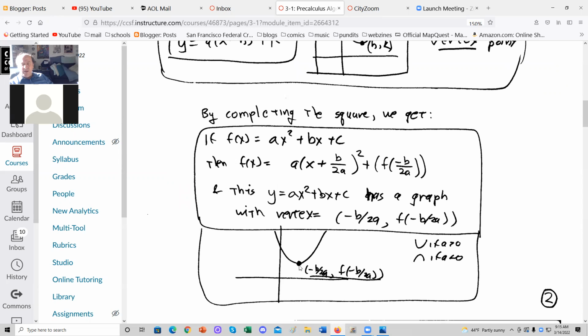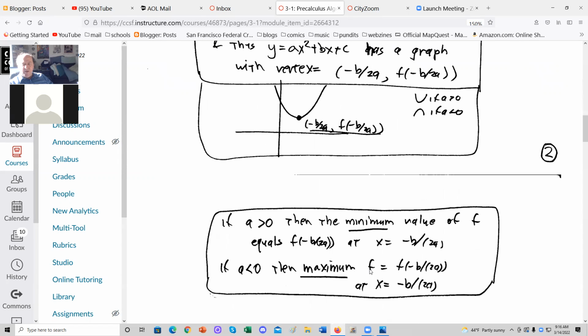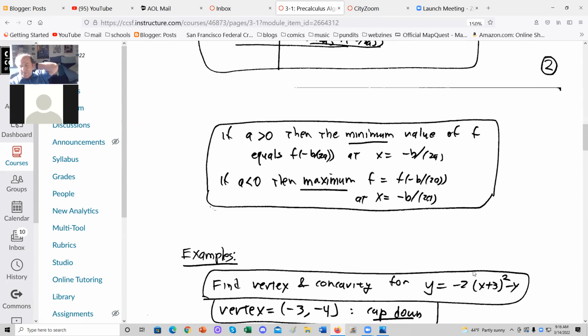If a is positive, this vertex is a minimum of the graph. If a is negative, then this will be a maximum of the graph. So the minimum will be f of negative b over 2a at x equals negative b over 2a if a is positive. If a is negative, then the maximum will be f of negative b over 2a at x equals negative b over 2a.